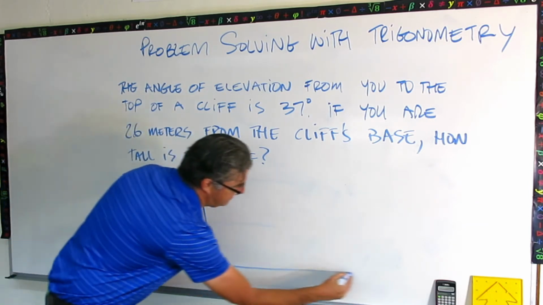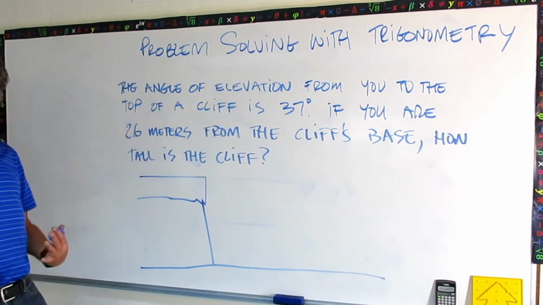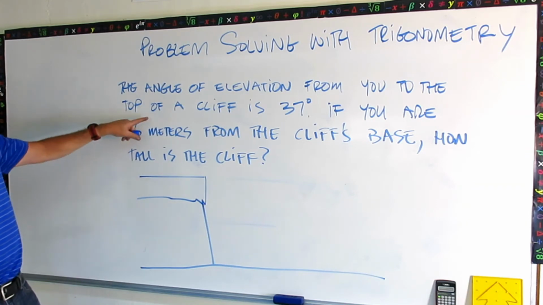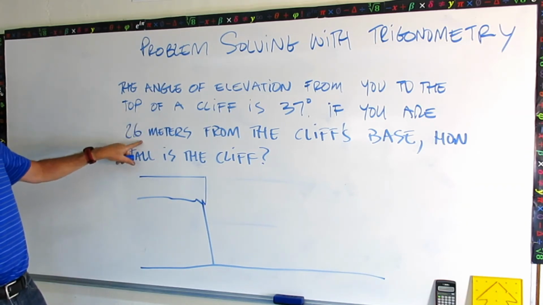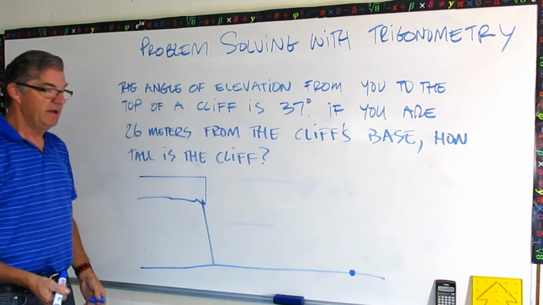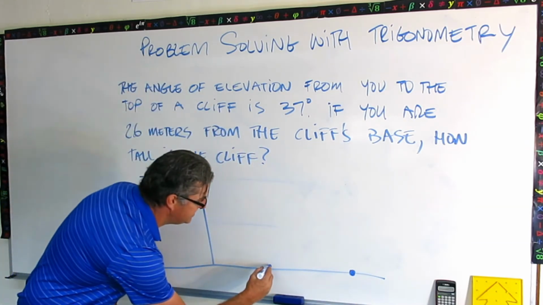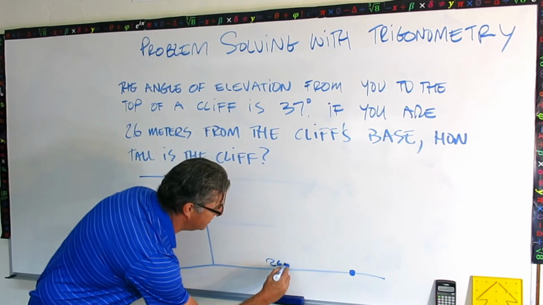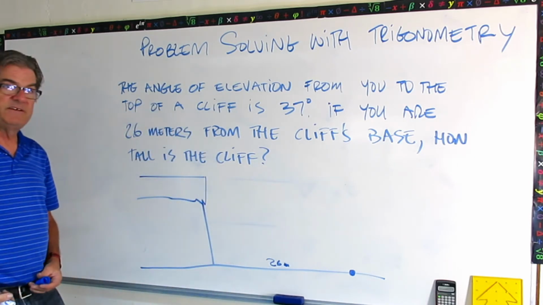Here's the ground. Okay, so now I have my picture. Now, I am 26 meters away, so I'm somewhere like over here at that point. And now I can label this. This distance is 26 meters, like that.